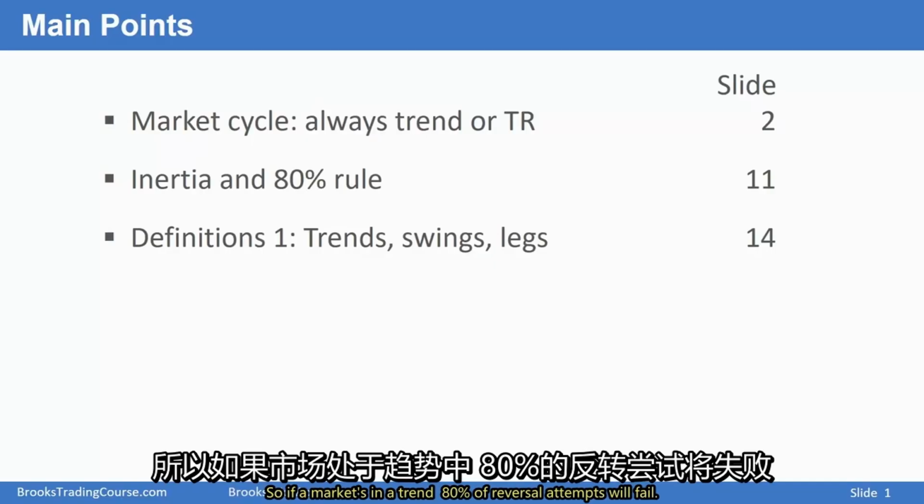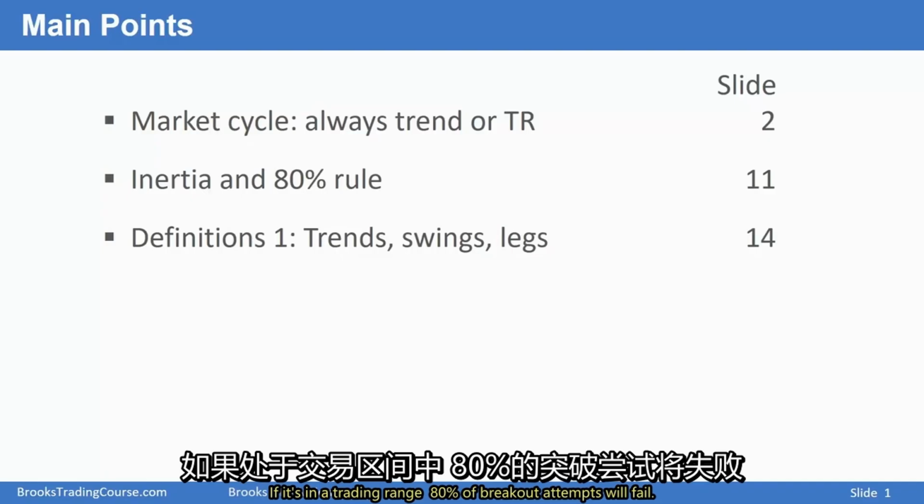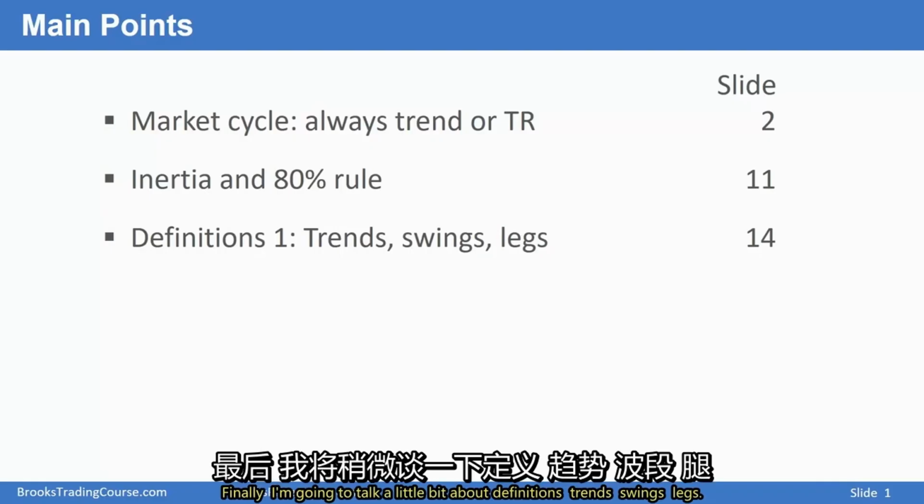So if a market's in a trend, 80% of reversal attempts will fail. If it's in a trading range, 80% of breakout attempts will fail. Finally, I'm going to talk a little bit about definitions: trends, swings, legs.